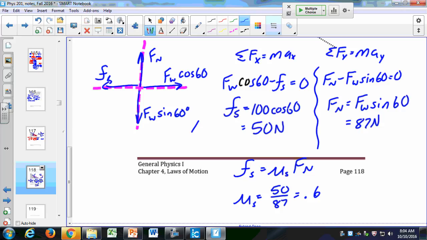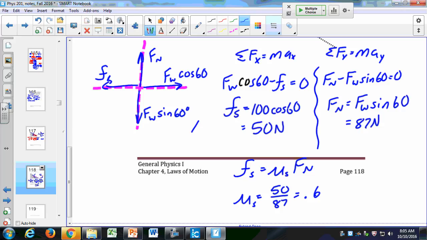Now, I put this Fs is equal to 100 cosine 60. This came about from my free-body diagram, that these two forces, because the acceleration is 0, are equal and opposite. This minus this equals 0. And so Fs is equal to the x component of the weight, which is 50 newtons. The normal force is the y component of the weight, which is 87 newtons. Did I do that right? Is that clear, Emma? Yeah. And then I find mu s.